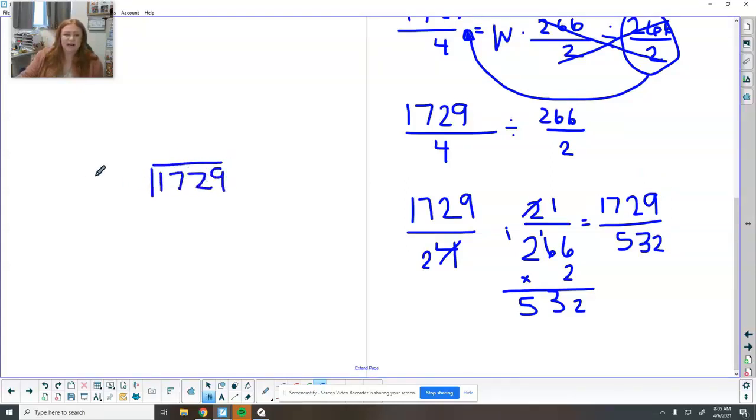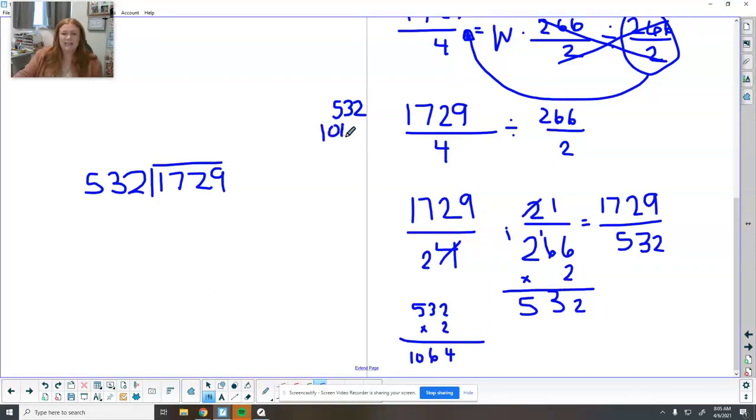So we need to do 1729, and we're going to divide by 532. I don't know about you, but I do not know my 532 multiplication facts. So what I'm going to do is make myself a list over here. I know if I times it by 1, it's 532. Another group makes it 1064, which would be if I times it by 2.